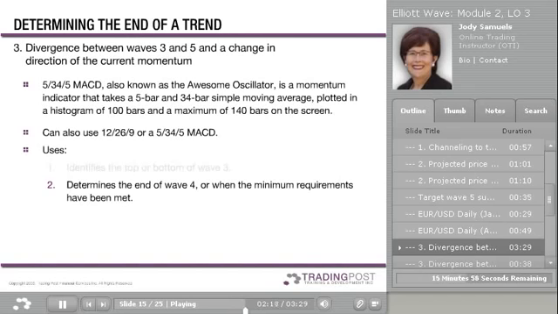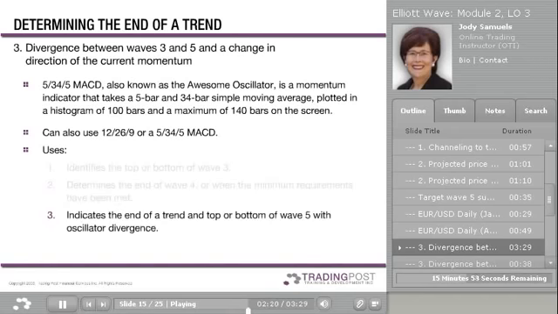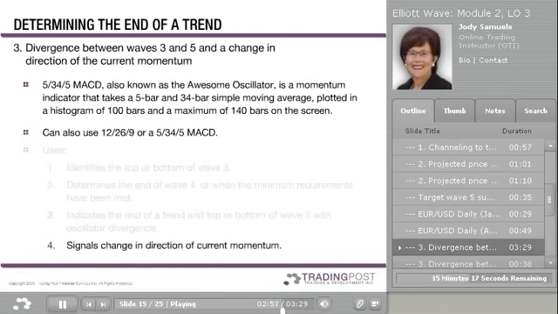3. It indicates the end of the trend and the top or bottom of wave 5 with oscillator divergence. In looking for the end of a downtrend and the bottom of wave 5, we tend to see divergence in the oscillator, which tells us when we are in a wave 5 versus a wave 3. We will have a price divergence where the wave 5 price makes a new low below the wave 3 price, but the oscillator does not. It actually lags and runs out of steam, which tells us that the entire 5-wave sequence is running out of steam.